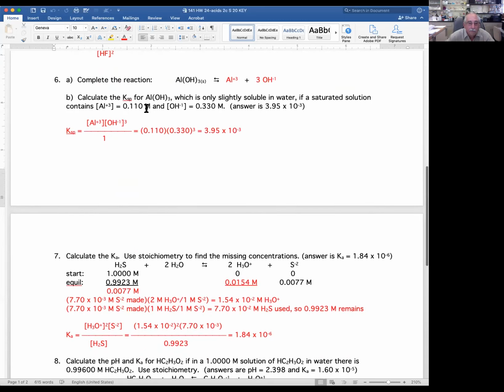So here's another one. Aluminum hydroxide would dissolve in water to give you aluminum and 3 hydroxides. So Ksp, which is simply, anytime you see a capital K, that's an equilibrium constant, right? So it's simply products over reactants. But because that's a solid, it's left out. So now if I actually have the values for that, if I measure the values, I can put them in here and get an equilibrium constant.